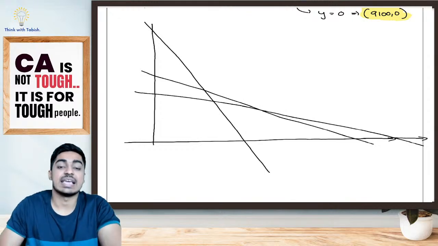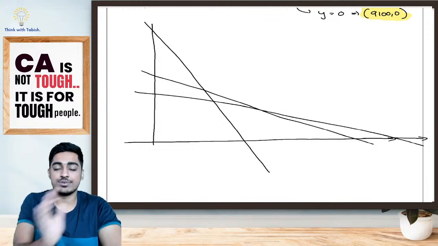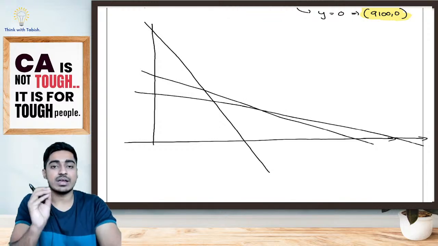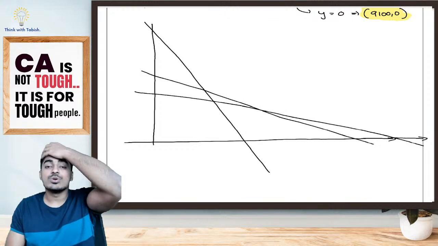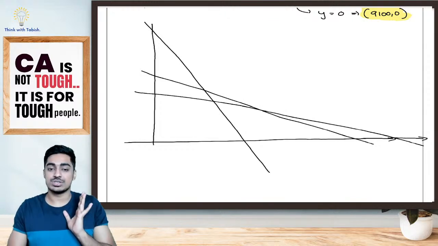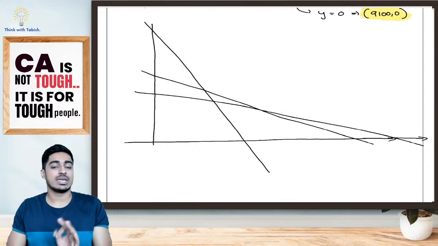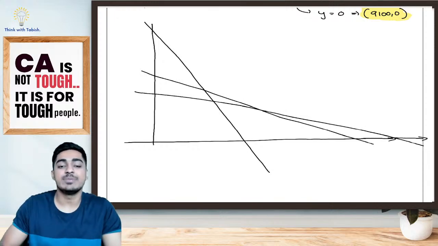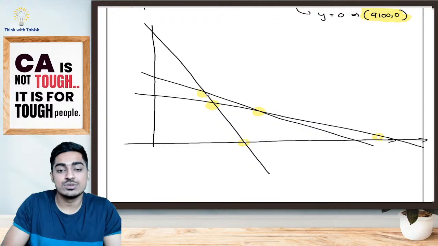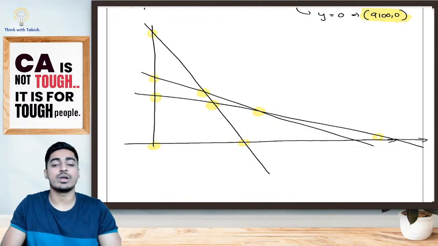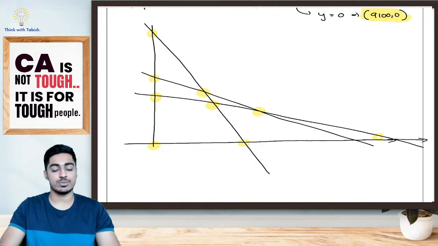What do we do? In LPP, if you do not remember, go back and have a lecture on the basics of LPP. What we want to do is maximize the contribution. One thing is sure, the maximum contribution in LPP will be in one of these corner points. Yes, any of these corner points only will be giving us the maximum contribution. We need to see which corner point gives the maximum contribution.